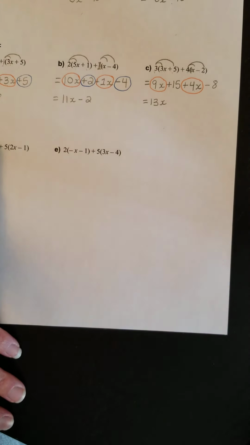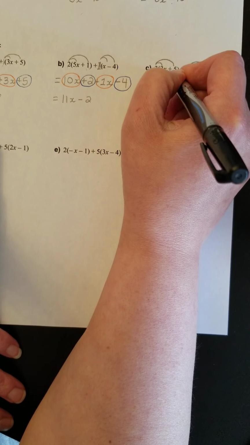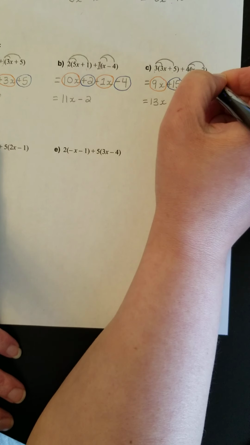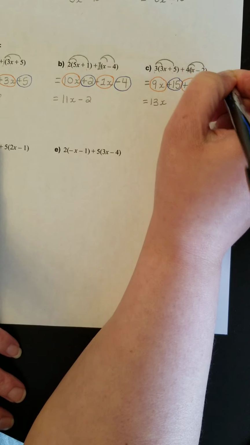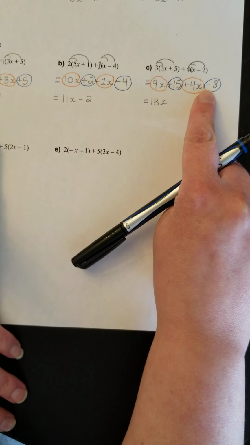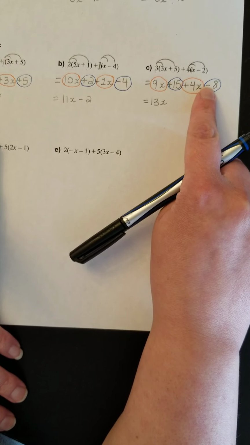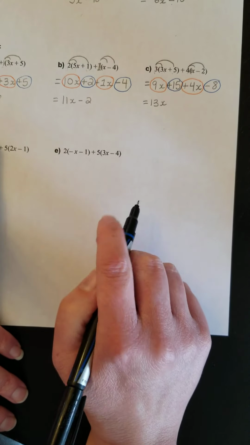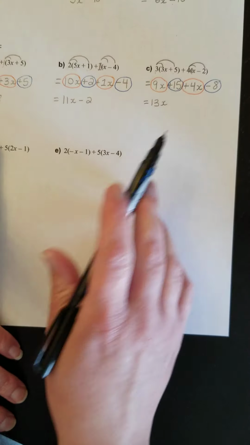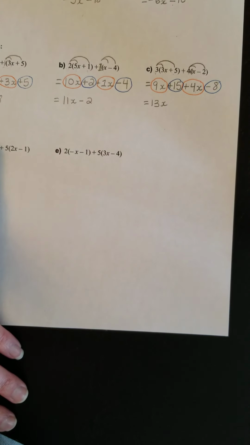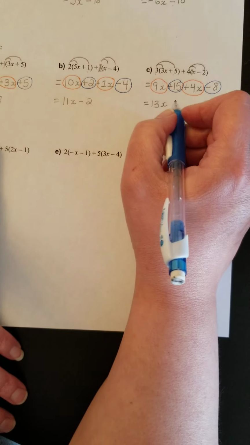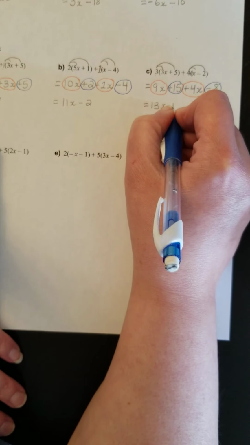Then looking at my number parts, I have plus 15 and then minus 8. Remember the sign just to the left of your number goes with the number following it. So that negative goes with the 8. Sometimes people mix it up and put it with the wrong thing. So 15 minus 8 is a positive 7. So I'll put plus 7.